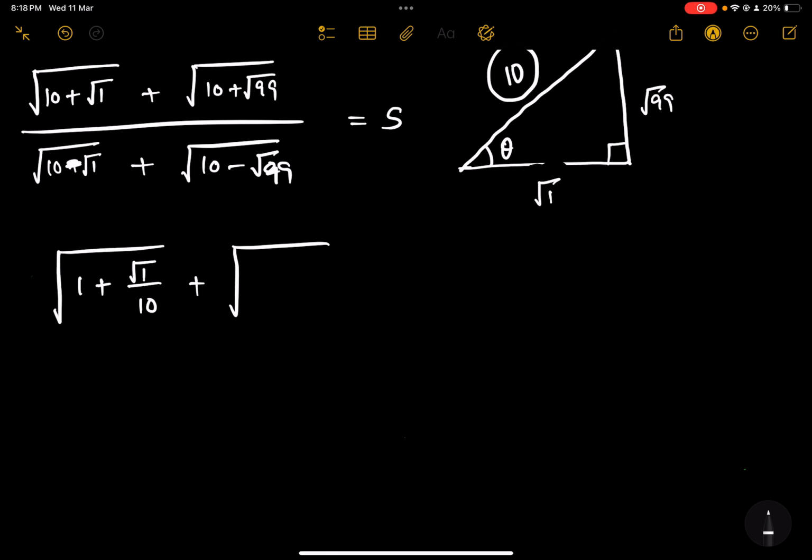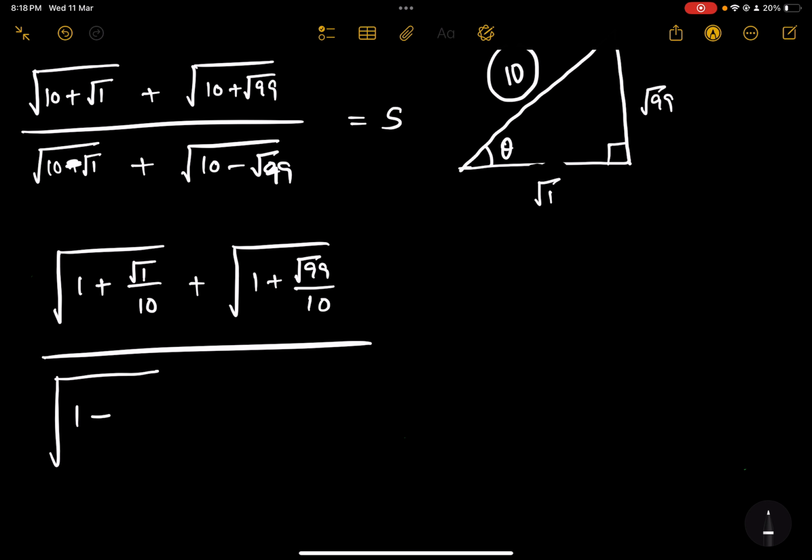plus root of 1 plus root 99 upon 10, divided by square root of... I'm going to do the same thing in the denominator as well. Then this will become 1 minus root 1 upon 10 plus square root of 1 minus root 99 upon 10. So let us say this is S.